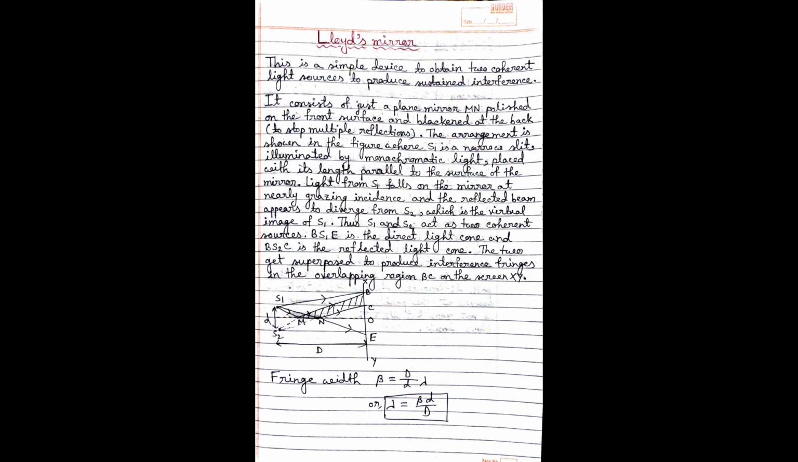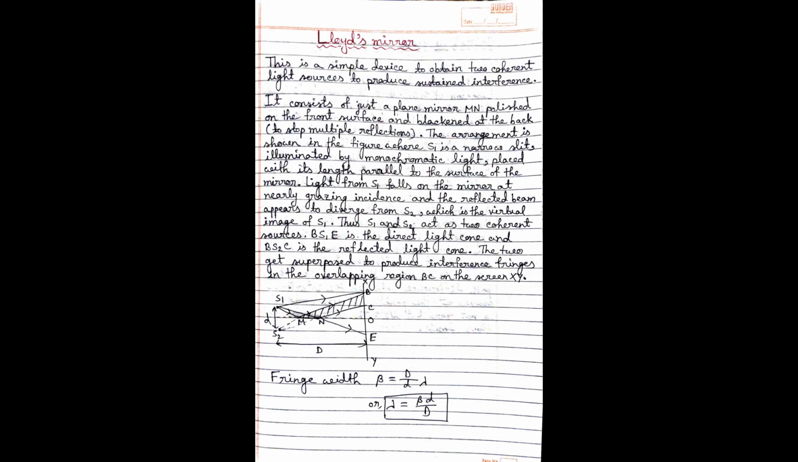S1 is a narrow slit illuminated by monochromatic light placed with its length parallel to the surface of the mirror, at a distance from S2, which is the virtual image of S1. Therefore, S1 S2 acts as two coherent sources. Now BS1 is the direct light cone and BS2C is the reflected light cone. The two get superimposed to produce interference fringes in the overlapping region BC on the screen.